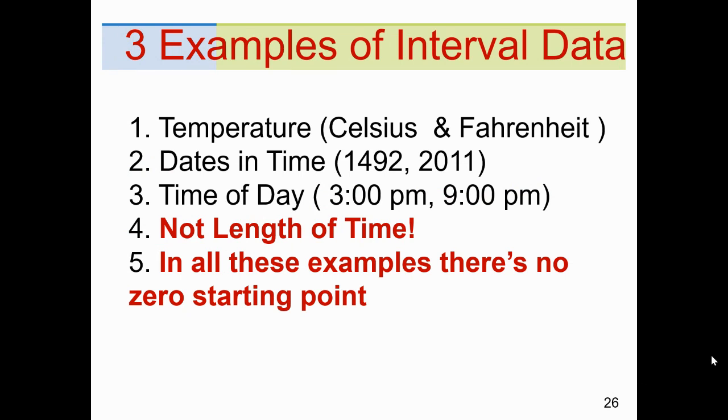Here's another slide that you'd do well to copy or print out. You see things like temperature, Celsius or Fahrenheit. I notice I don't have Kelvin in there. If you're a science buff, when it's 0 degrees Kelvin, that means there's no heat. But when I talk temperature, I'm talking Celsius and Fahrenheit, not Kelvin. Dates in time: time didn't begin with the year 0.